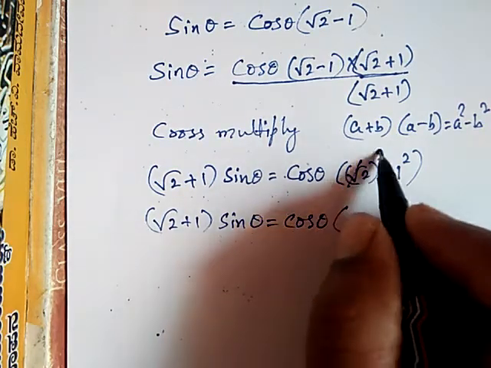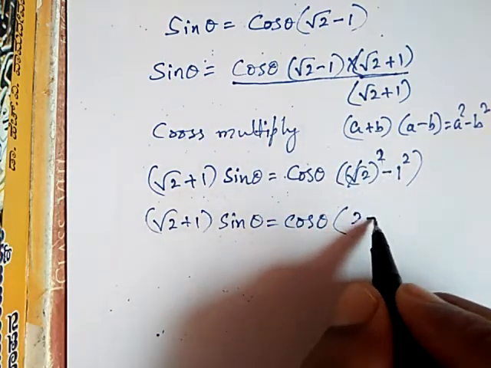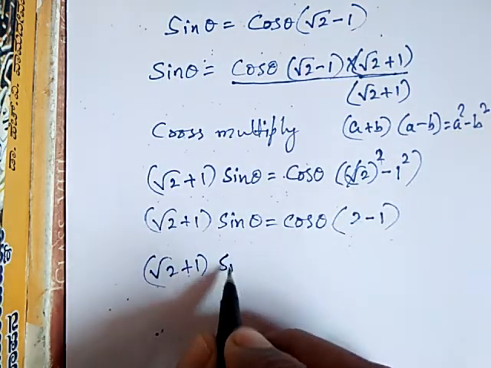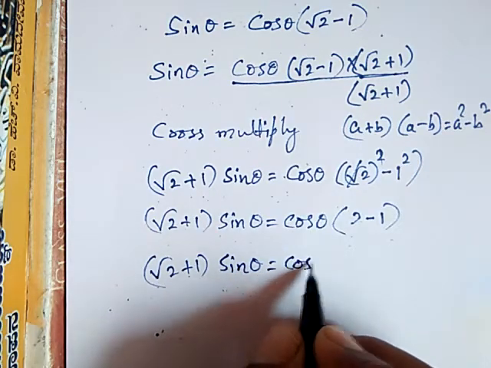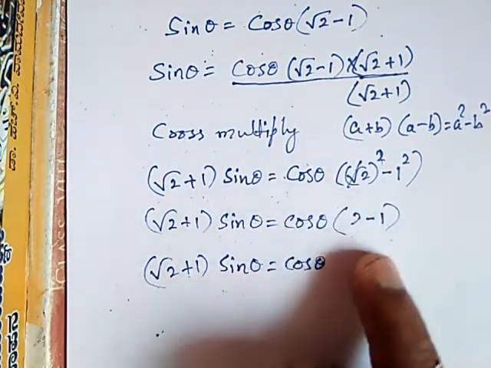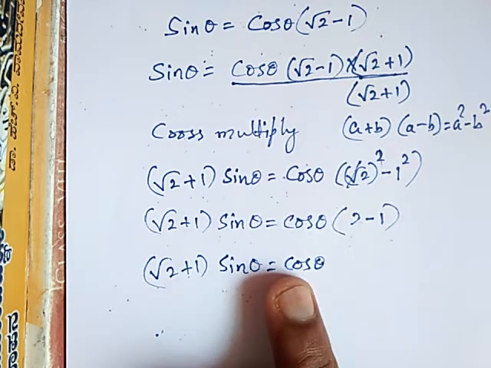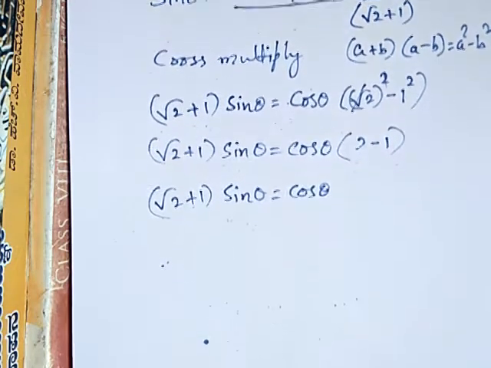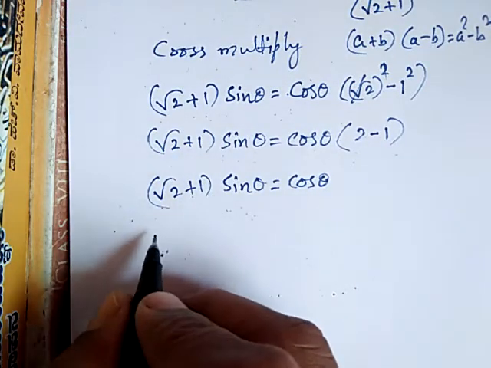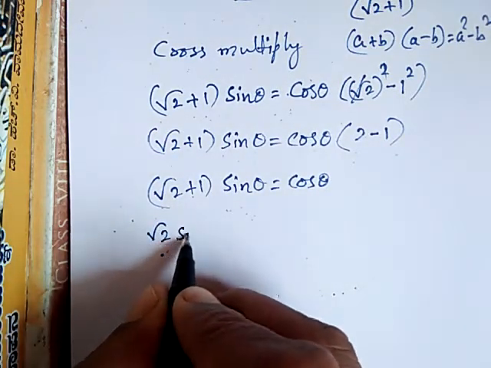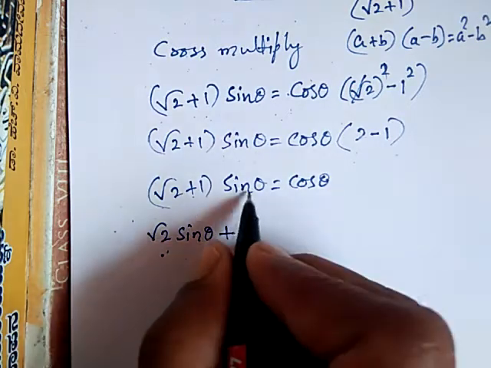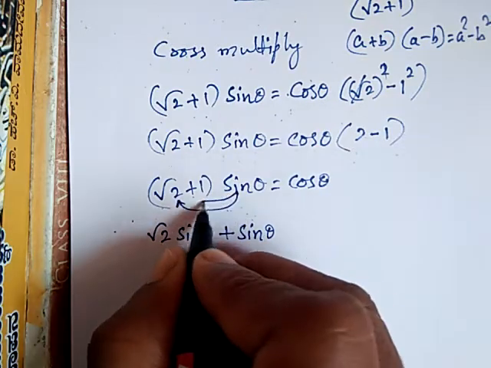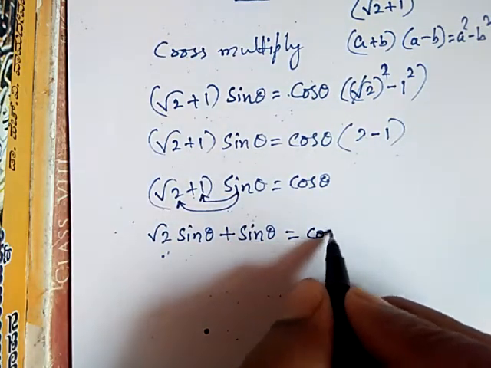So this is root 2, the root and square get cancelled, 2 minus 1 it is. So this will be root 2 plus 1 into sin theta, which is equal to cos theta. 2 minus 1 is 1 only, so it will remain like this. Okay, now the important thing is to multiply this out, what will you get? Root 2 sin theta plus sin theta into 1 is sin theta, multiplying this with this and this with this, which is equal to cos theta.